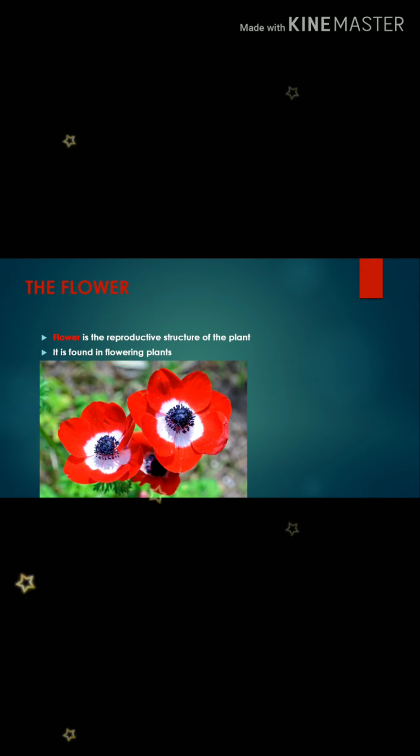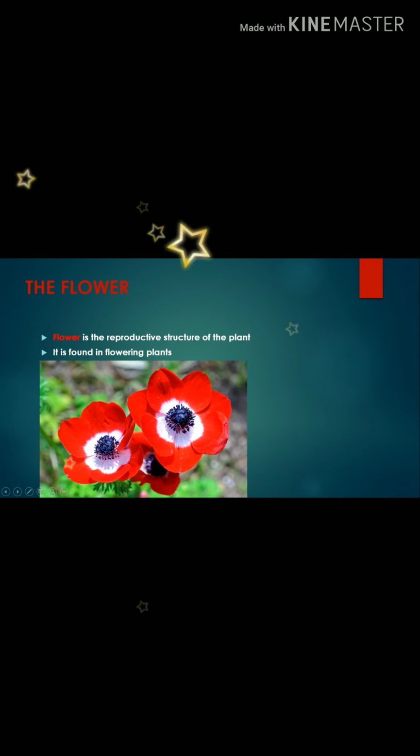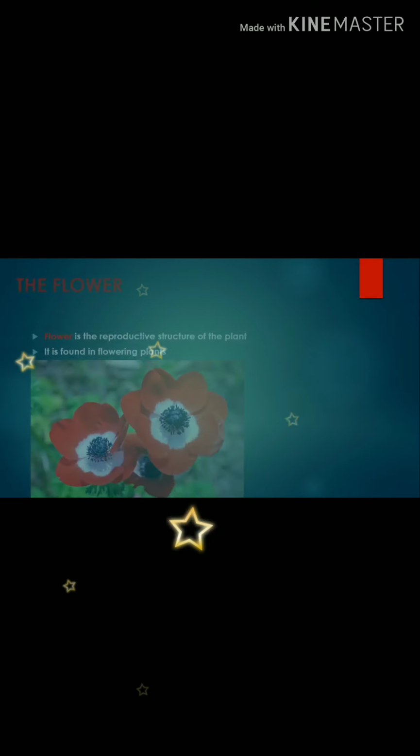First of all, let us know what is the flower. The flower is the reproductive structure of the plant. It is found in flowering plants. As you can see, our beautiful flower here, found in a flowering plant. This is a flower, and I'm sure all of us love flowers.